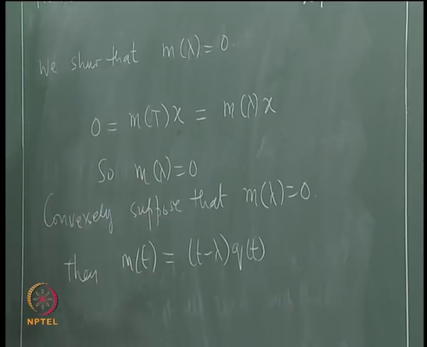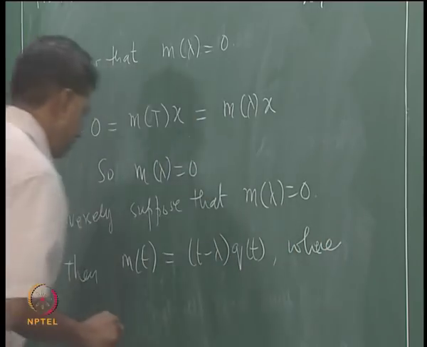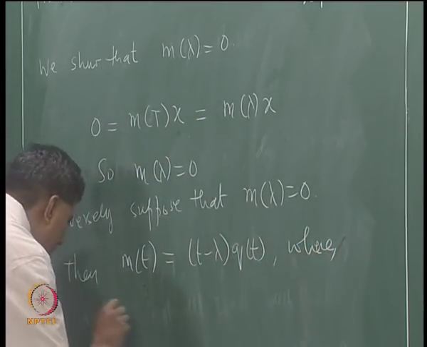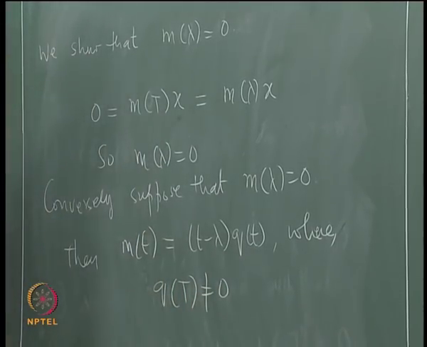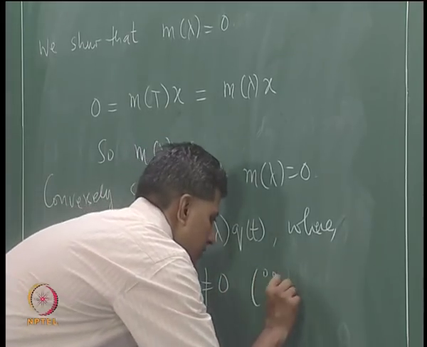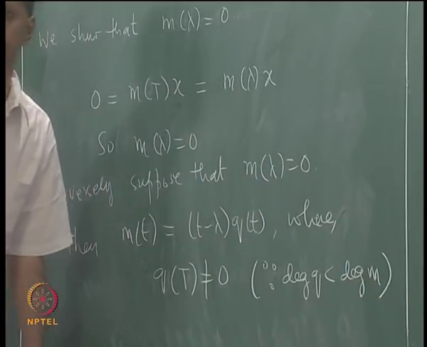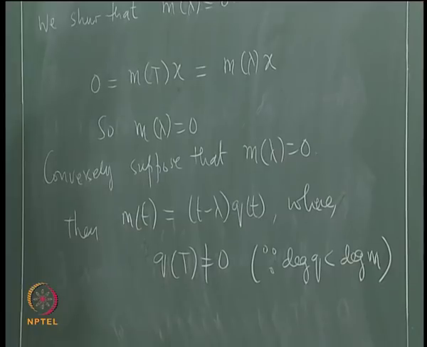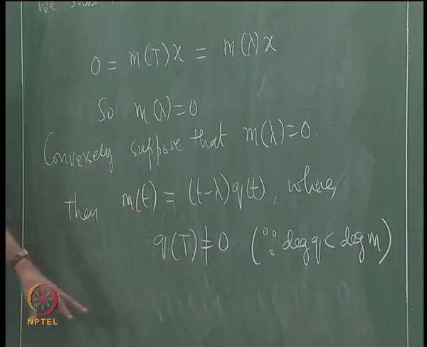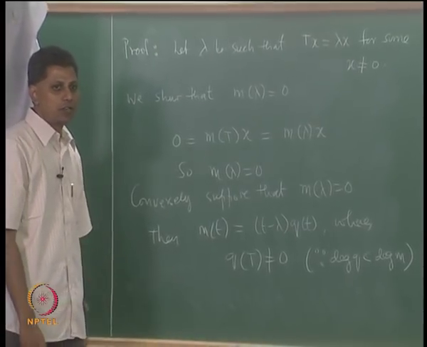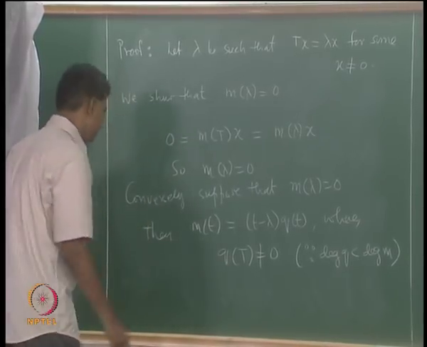So q cannot be an annihilating polynomial. That is, q of capital T cannot be the 0 polynomial. The reason: since the degree of q is strictly less than the degree of m, and any polynomial of degree less than the minimal degree of the minimal polynomial cannot be an annihilating polynomial. So q of T is not the 0 operator. Q of T not the 0 operator means that there is at least one non-zero vector x such that q of T x is not 0.